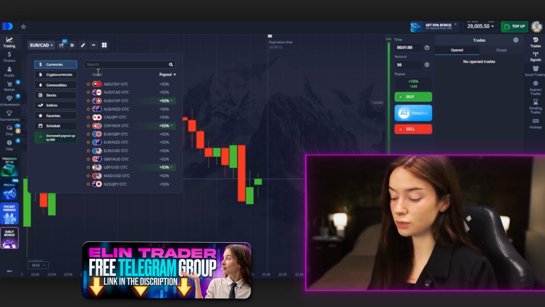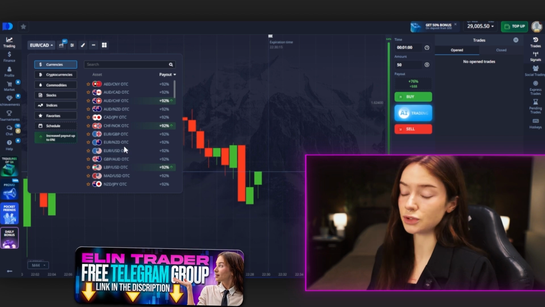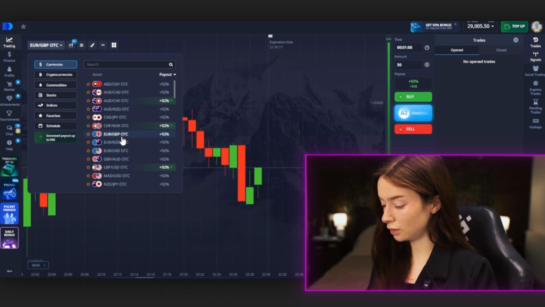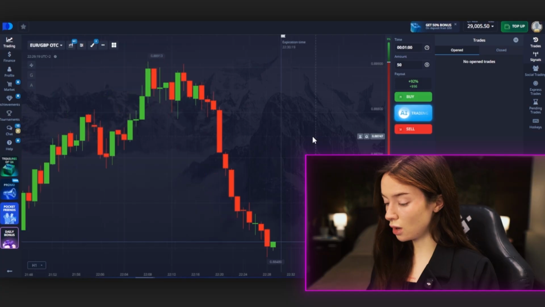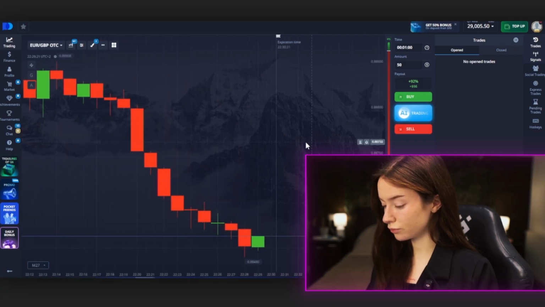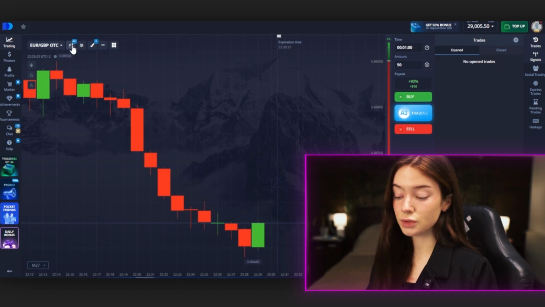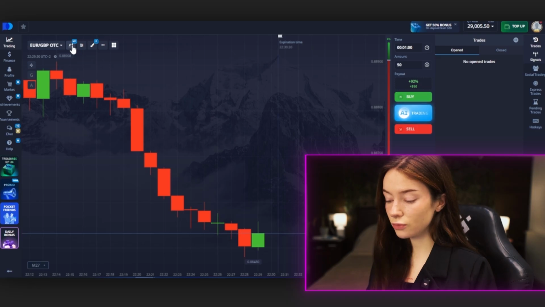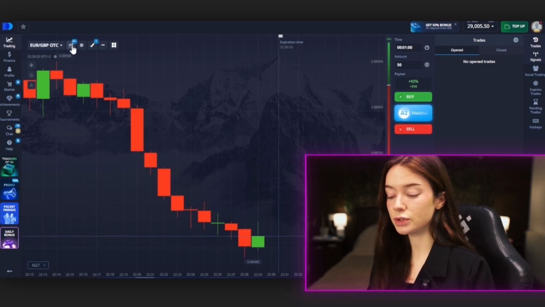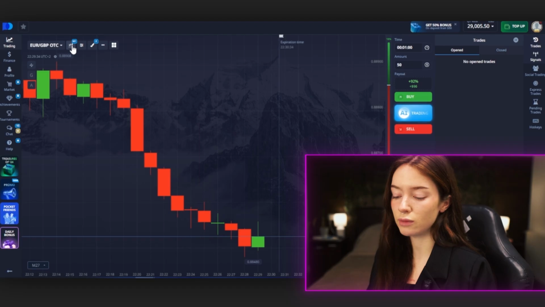Let's move on to the second currency pair and the second strategy. Let it be Euro British Pound. And the second strategy is called the pullback or level retest. Often after a breakout, price returns as if to check whether the level was truly broken and only then continues moving in the desired direction.